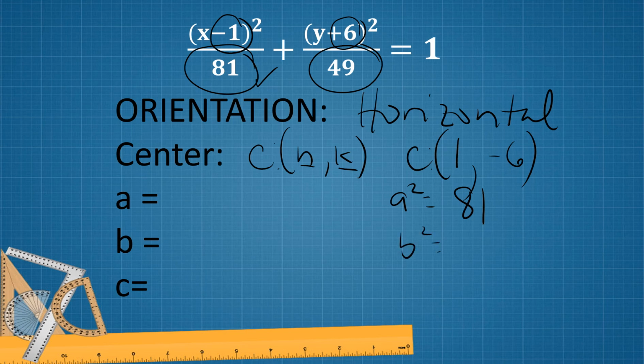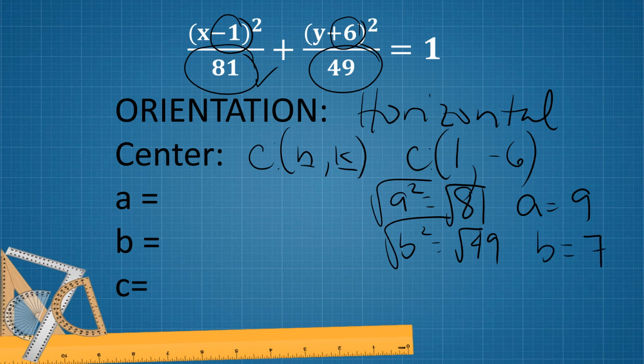B squared is the lesser denominator, and that's 49. In order for us to find the value of a, we need to get the square root of both sides. So a is equal to 9. In order for us to find the value of b, we need to get the square root of both sides. Therefore, b is equal to 7.